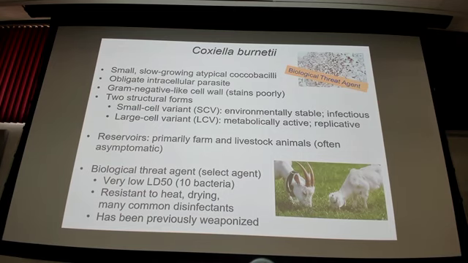Okay, and then the very last genus that we're talking about is Coxiella, and we're only talking about this one organism in that genus, so only Coxiella burnetii. It's kind of an interesting one, and the one that always reminds me of the other disease that we talked about in block 3, Brucella, for lots of reasons. But some differences as well.